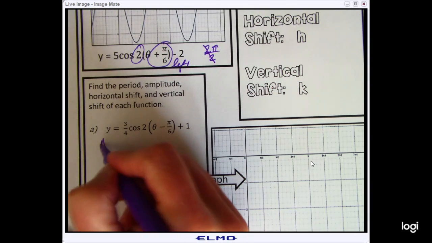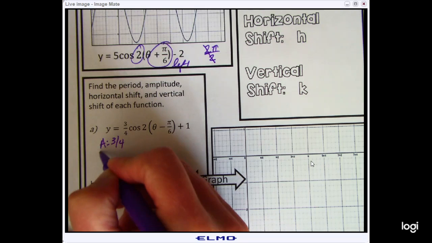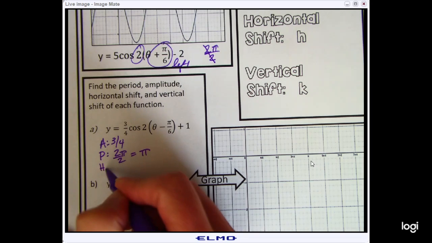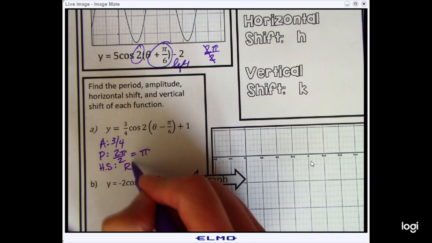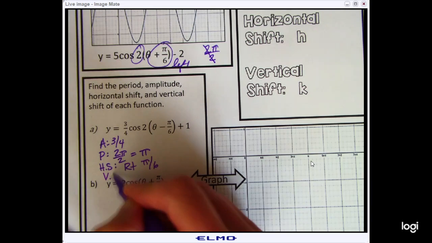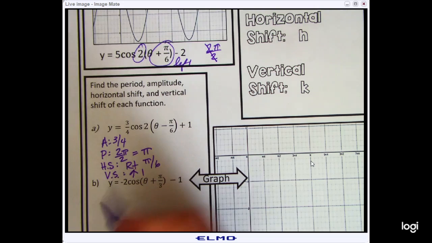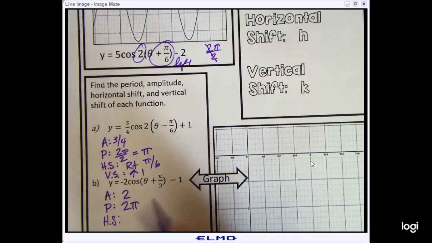Right? Our amplitude is 3/4. Our period is 2 pi divided by 2, which is pi. Our horizontal shift, or our phase shift, is to the right, pi 6. And our vertical shift, our up-down, is up 1. Next one, amplitude is 2. Our period, there's nothing in front to divide it by, so it's 2 pi. Our horizontal or phase shift is to the left, pi thirds, and our vertical shift is down 1.